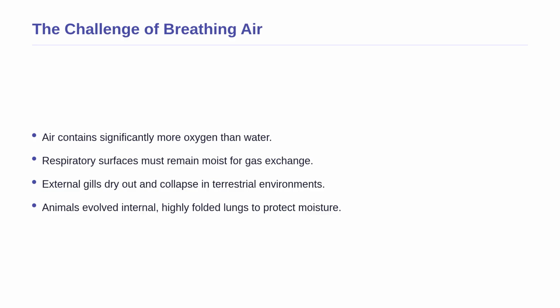Of all the challenges we just discussed, perhaps the most urgent was figuring out how to breathe. When animals moved to land, they had to extract oxygen from air instead of water. While air actually contains much more oxygen than water, there is a major catch. Respiratory surfaces must be kept moist for gases to dissolve. Exposing moist gills to dry air causes them to dry out and fail. To solve this, animals evolved internal lungs, which are essentially highly folded bags tucked safely inside the moist environment of the body.